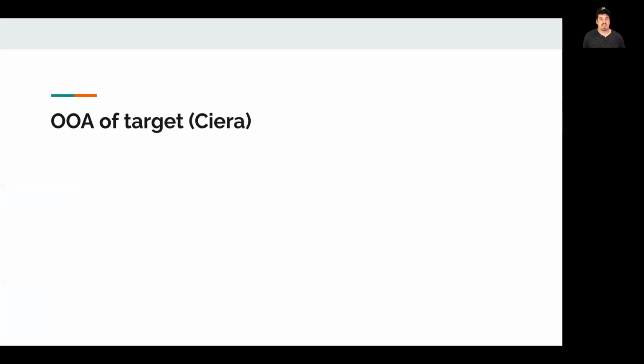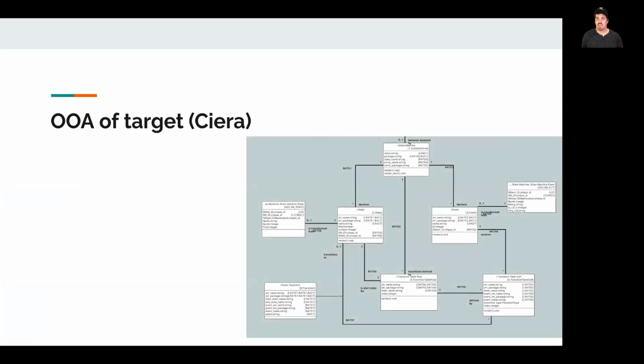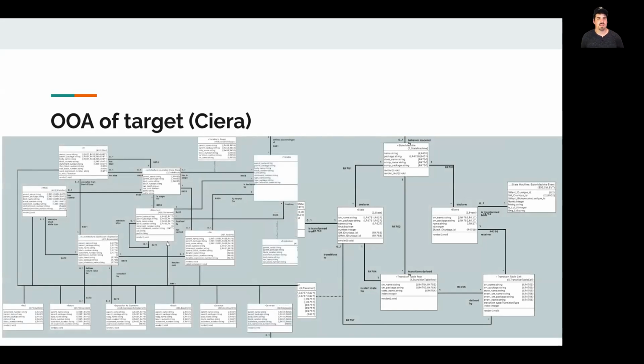The next part is the OOA of target. For Ciera, this is in the form of several modeled subsystems, including the state transition table here and statement. So this is a model of OAL statement. And this model is designed and built around how the generated code will look and feel.